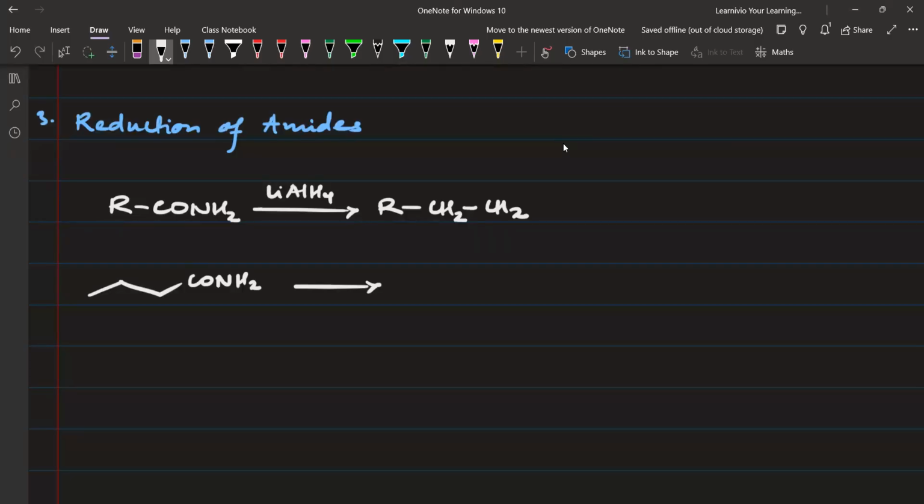How many carbon atoms? Four carbon atoms. You will make the four carbon atom acid, and wherever the amide was present, that will get NH2. Oh my bad, wait a second, make this NH2. And this also works for benzene rings.